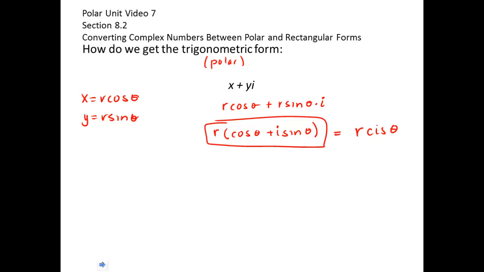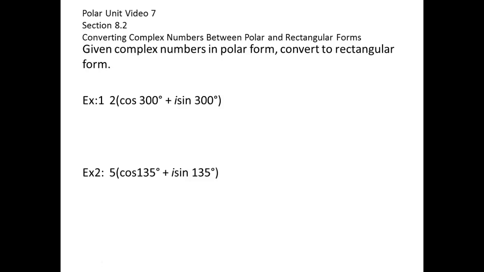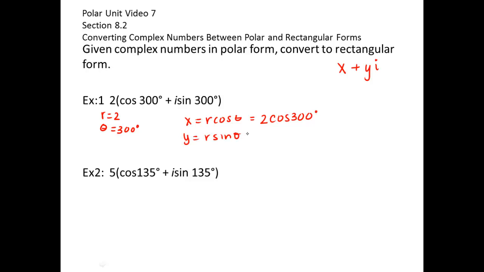So let's try some converting practice problems. The first one, I'm giving it to you in polar form and we're going to convert it to rectangular form. So my end goal is to have x plus yi, which again is the same as a plus bi. So I recognize here that my r value is 2 and the theta that I'm working with is 300 degrees. So just as we converted in the first half of this unit, x equals r times the cosine of theta, or in this case 2 times the cosine of 300 degrees, and y equals r sine of theta, or 2 times the sine of 300 degrees.